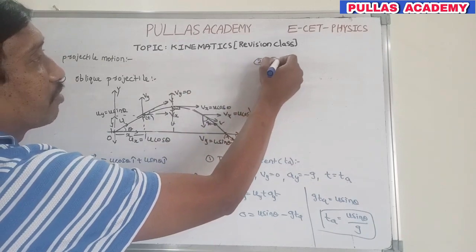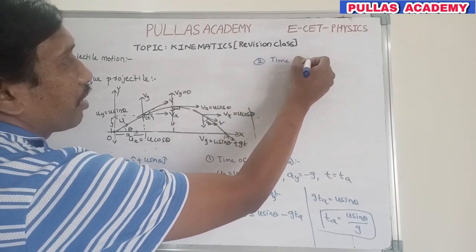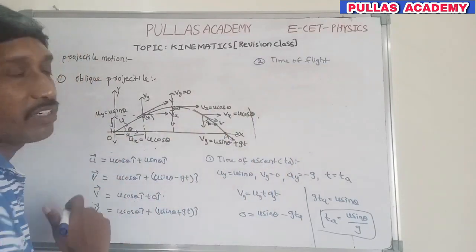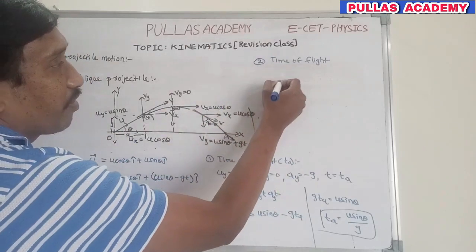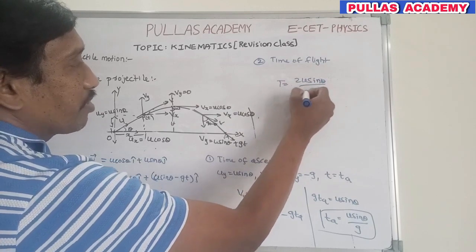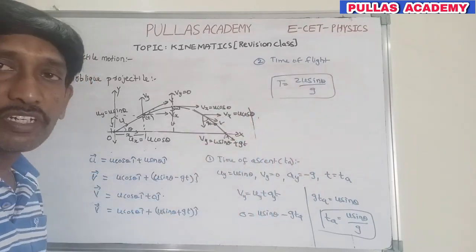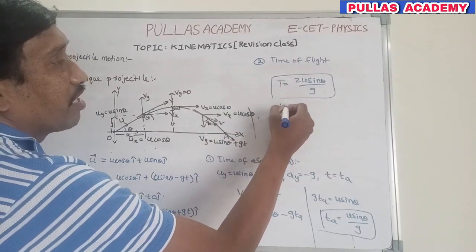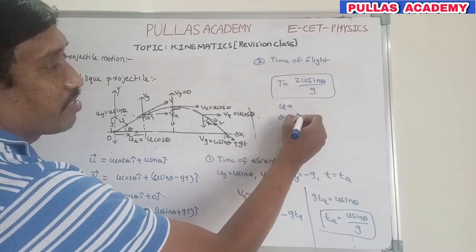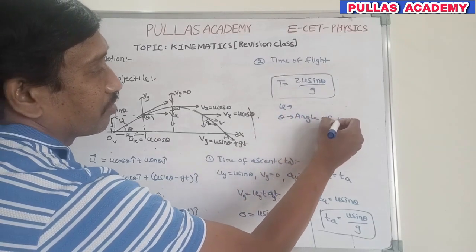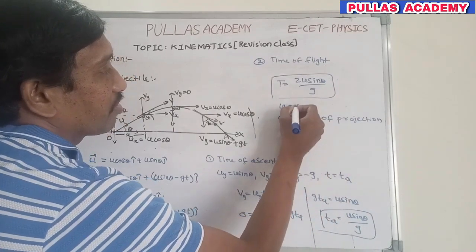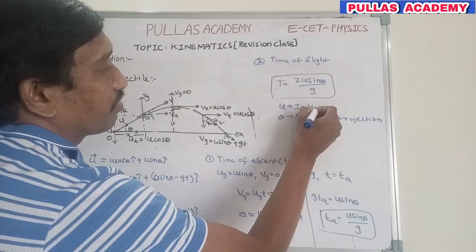Time of flight. The next parameter is time of flight. Time of flight stands for the total time taken to reach the ground after being projected from this point. Here also, if you simplify in the same way, finally you get 2u sin theta by g. What is the formula for time of flight? 2u sin theta by g. What is u here? Initial velocity. Theta is called the angle of projection. This is the angle of projection. u stands for initial velocity.